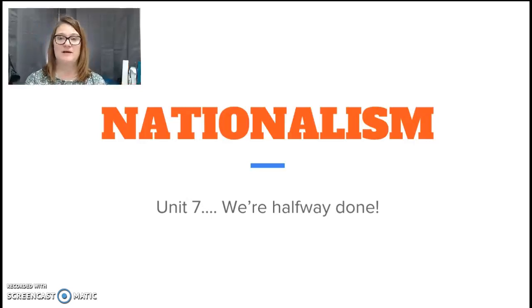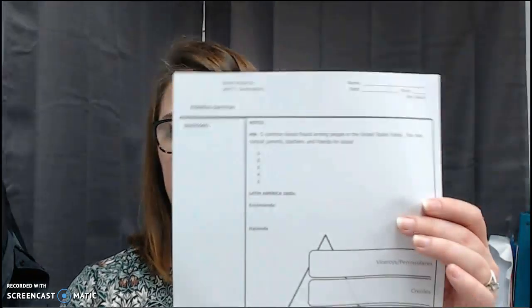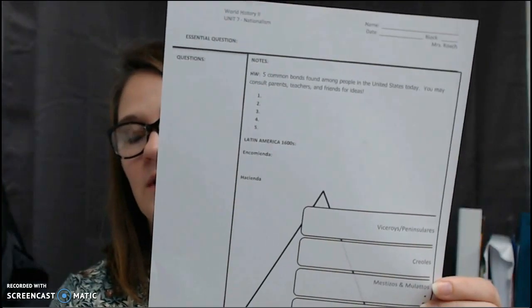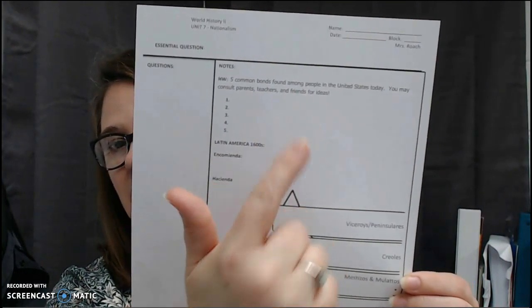Okay, so welcome back. When we finish this unit, Unit 7, believe it or not, we will be halfway through everything we need to cover for the year. But the first thing that I need to discuss with you is that if you will take a look at your notes sheet, okay? You have a homework assignment. This part right here says the 5 common bonds found among people in the United States today. That is homework for you.